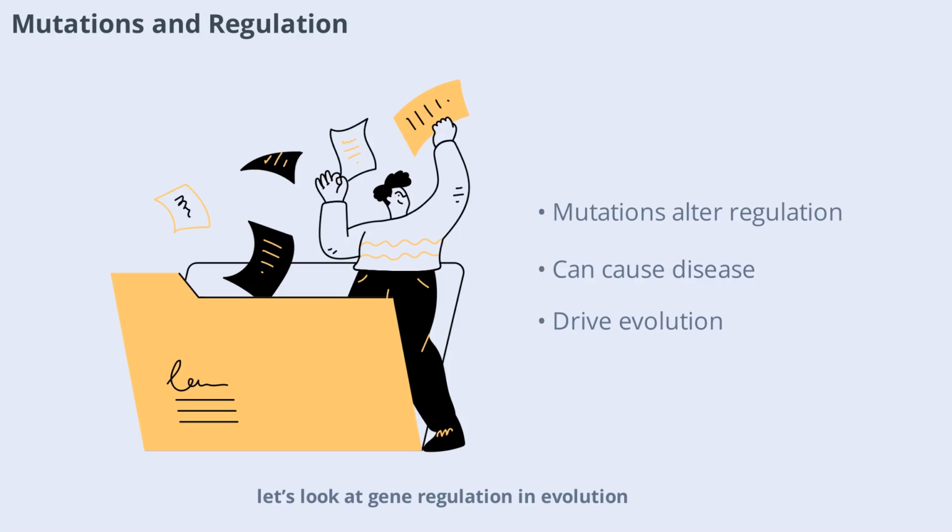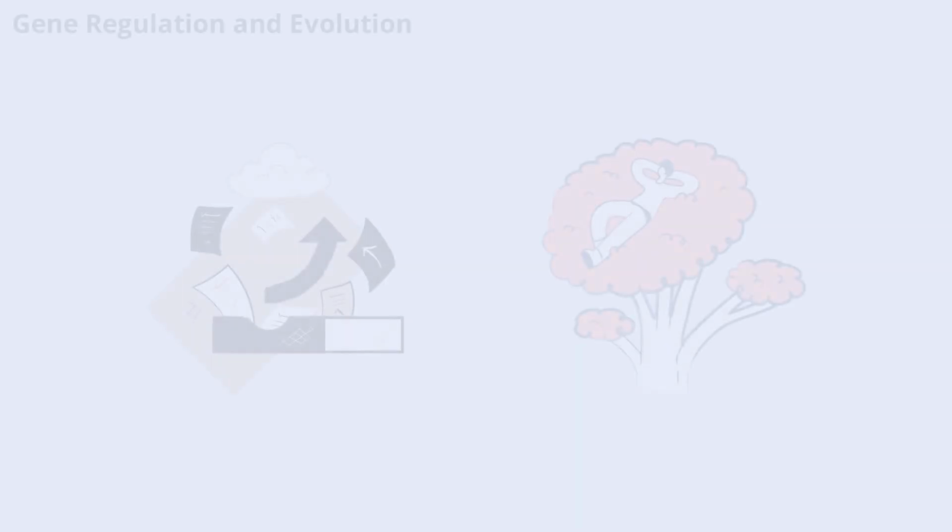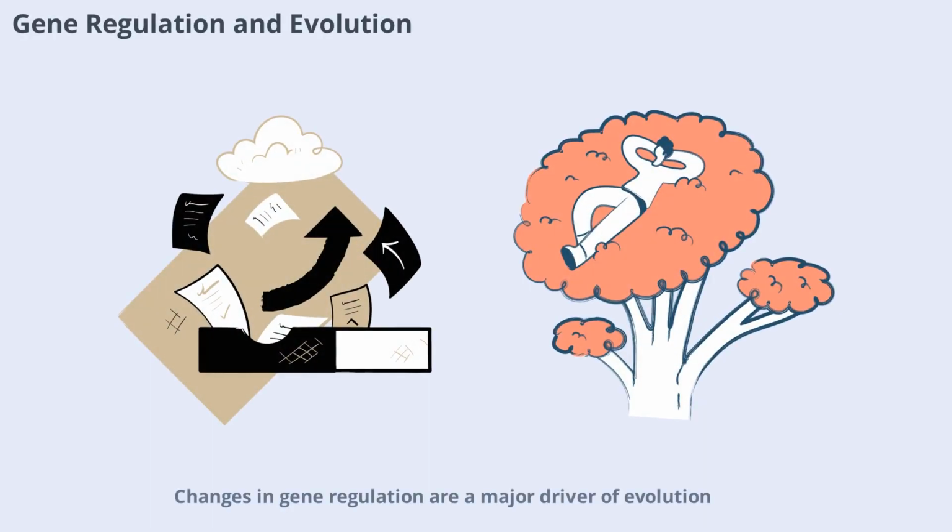Next, let's look at gene regulation in evolution. Changes in gene regulation are a major driver of evolution. By altering when and where genes are expressed, organisms can develop new traits or adapt to new environments. Many differences between species are due to changes in regulatory elements rather than gene sequences. Studying these changes helps us understand how life evolves and diversifies.